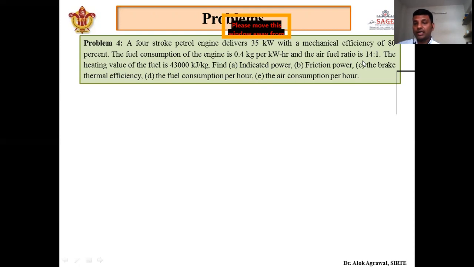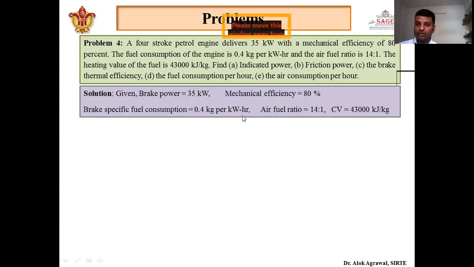And the air fuel ratio is 14 to 1, so A to F is 14 to 1. The heating value of the fuel is 4300 kilojoule per kg, so the calorific value is given. It asks for indicated power, friction power, brake thermal efficiency, fuel consumption per hour, and air consumption per hour. So let's start by writing the given things: brake power 35 kilowatt, mechanical efficiency 80%, brake specific fuel consumption 0.4 kg per kilowatt hour, air fuel ratio 14 to 1, and calorific value 4300 kilojoule per kg.